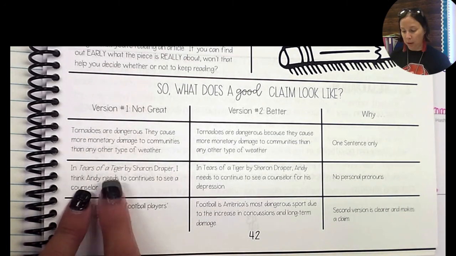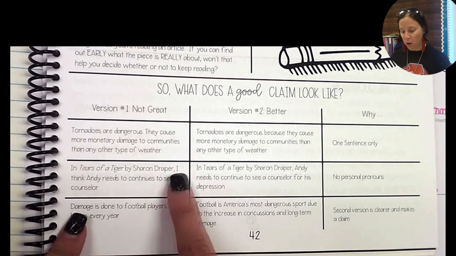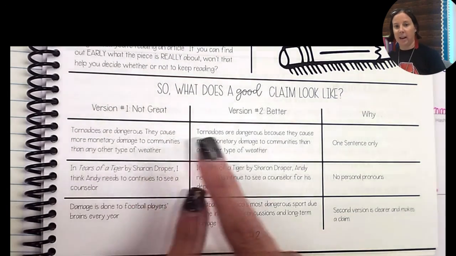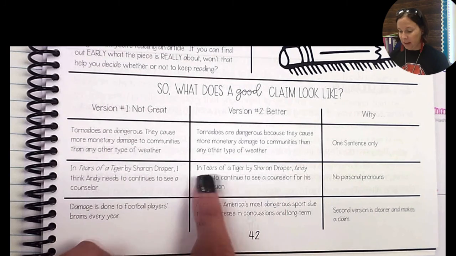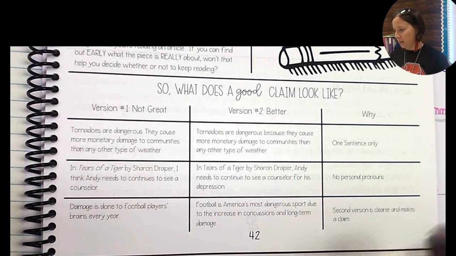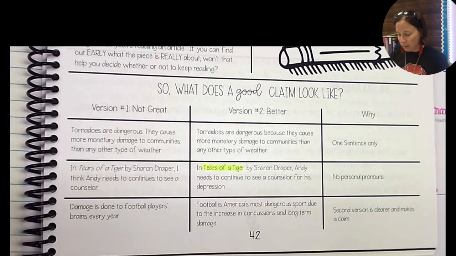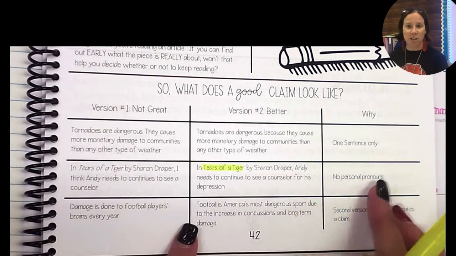Here's another not great one. In Tears of a Tiger by Sharon Draper, I think Andy needs to continue to see a counselor. Okay, here's a better one. In Tears of a Tiger, there's another typo. My goodness, Mrs. Thompson. This should be italicized. In Tears of a Tiger by Sharon Draper, Andy needs to continue to see a counselor for his depression.